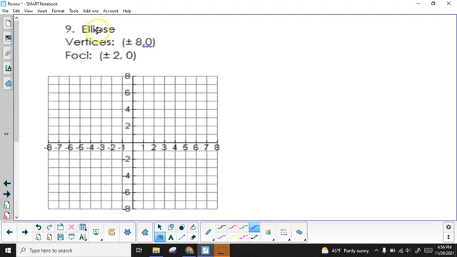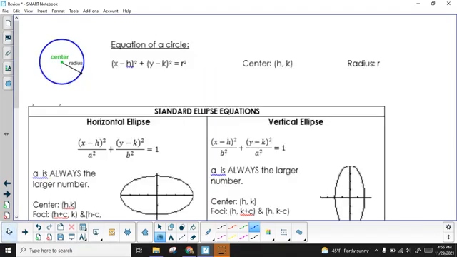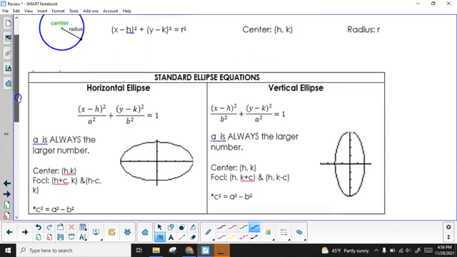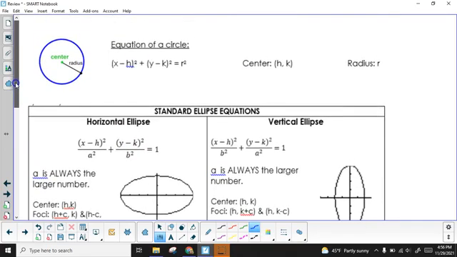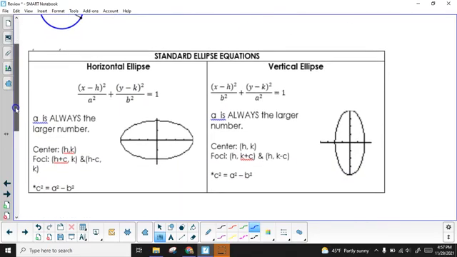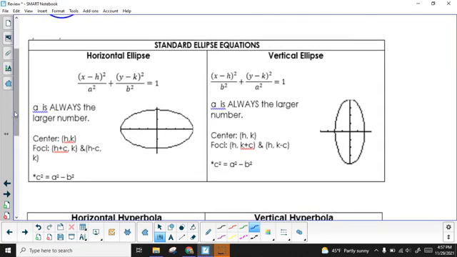Notice also that these include some information about vertices and foci. Remember that foci is the plural of a focus point. So just to recap for a moment, for the equation of a circle, we have our information right here with our center (h, k) and our radius r. For an ellipse, and by the way, there are no foci on a circle. They only come on ellipses and hyperbolas. Right here is a brief recap of the ellipse information.